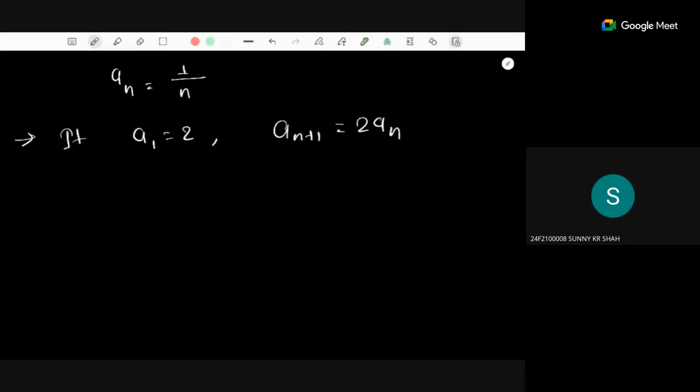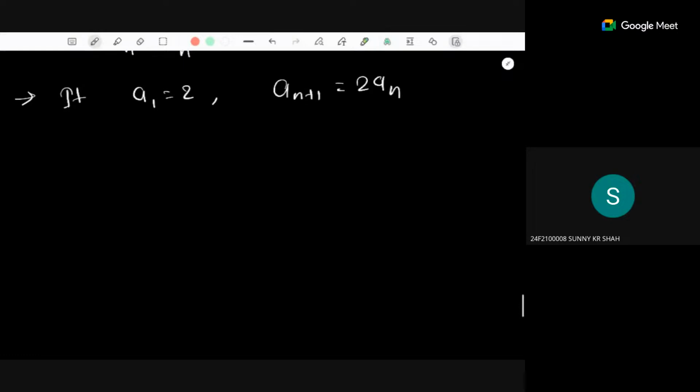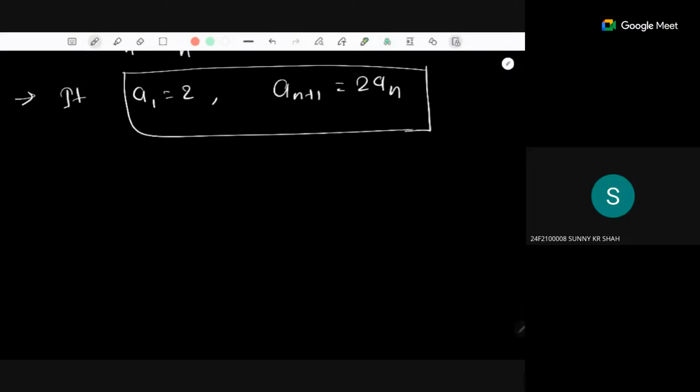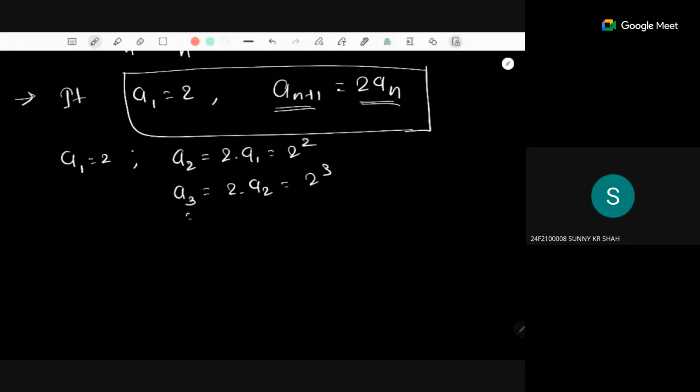Okay. So here is another way to represent the sequence, just by giving the relation between the next term and the previous term. Here we are saying that a_{n+1} is nothing but twice the value of a_n, and a1 is equal to 2. So if a1 is equal to 2, what is the value of a2? a2 is 2 multiplied by a1, which is 2 squared. What is a3? a3 is 2 multiplied by a2, which is 2 cubed, and so on.